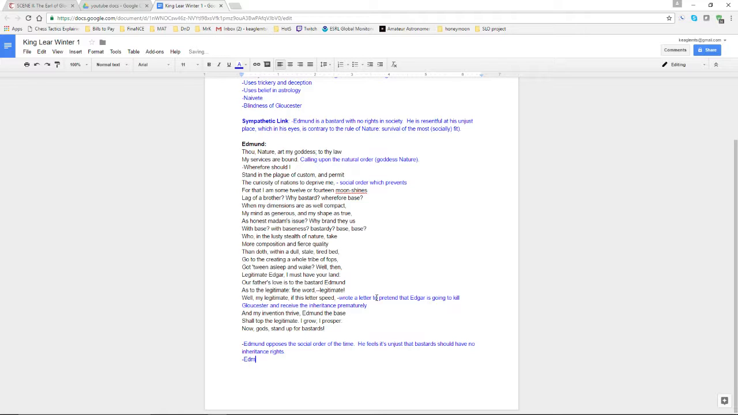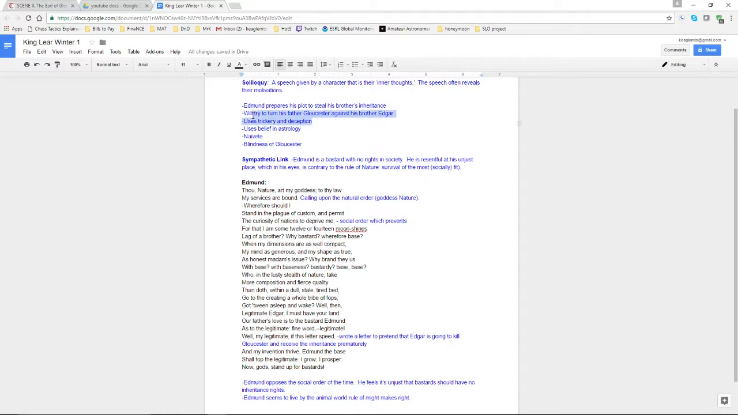Edmund seems to live by the animal world rule of might makes right. So it's not necessarily might, but it's his ability to outsmart, outwit his opponents, including the use of deception. So we'll see later in the scene. We already know about the letter, but we'll also see later in the scene how he uses Gloucester's belief in astrology, the general naivety of his brother, and this kind of just a not paying attention type Gloucester, that's how he's going to take advantage of them.